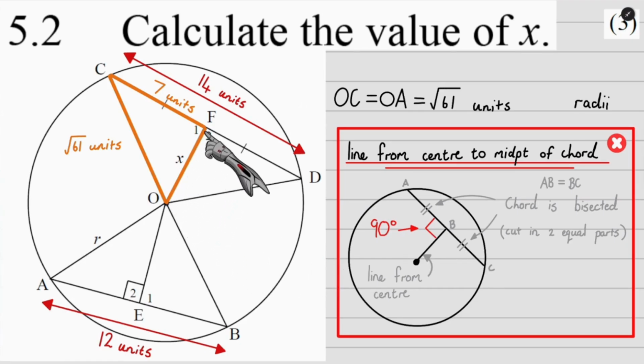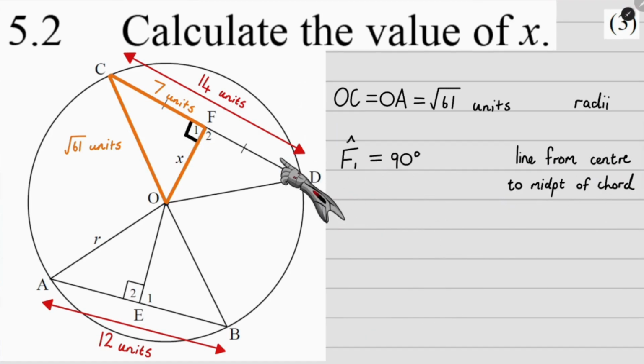We've got a line from the center that goes to the midpoint of the chord CD. I know it's the midpoint because of these two little lines over there. So we know that F1 is 90 degrees for this reason. Line from center to midpoint of chord. And now that I've got the 90 degrees in my triangle, I can clap some Pythagoras. But right, so let's get the Pythagoras theorem going. Okay, so the hypotenuse squared, the 90 degrees points at the hypotenuse, so I'm going to replace it with the root of 61.